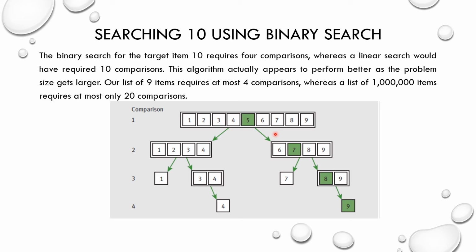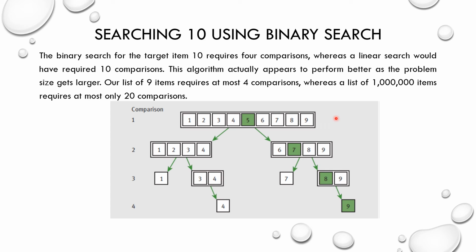Now see what they have written in the theory. The binary search for the target item 10 requires 4 comparisons: the first comparison at this, second at this, third at this, and fourth at this. Whereas a linear search would have required 10 comparisons. The linear search will compare with 1, then 2, then 3, then 4, then 5, up to 10. It will compare with all elements, so at most 10 comparisons will be required, while in binary search only 4 comparisons are required. You see how much time is reduced.